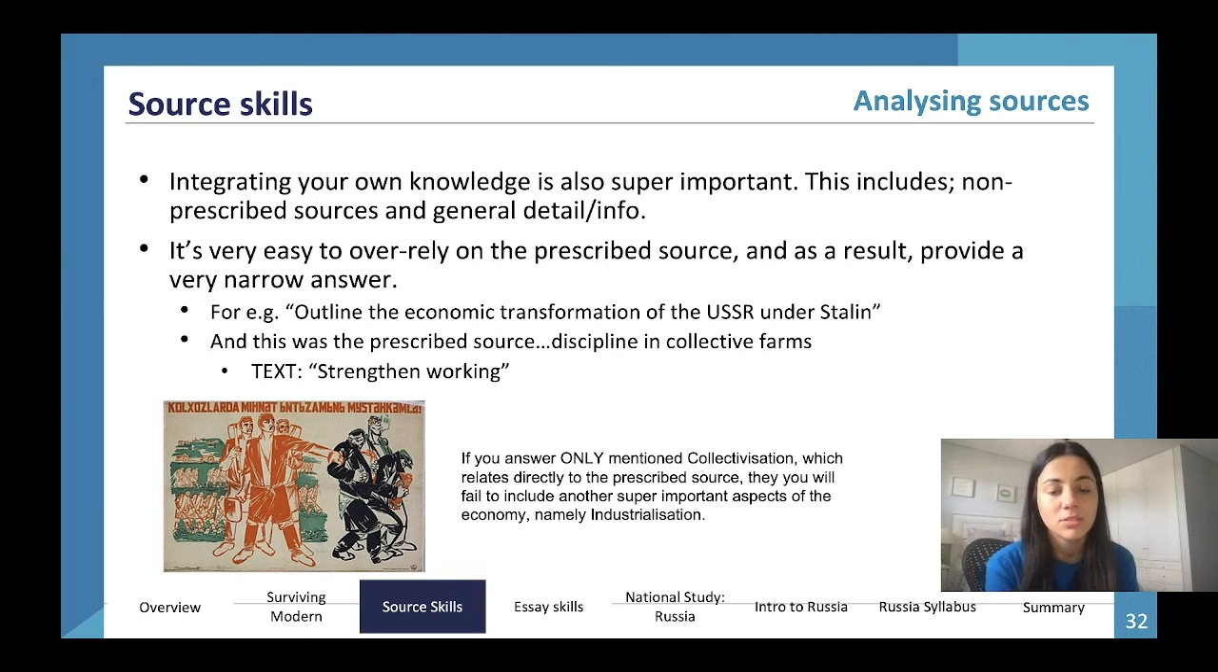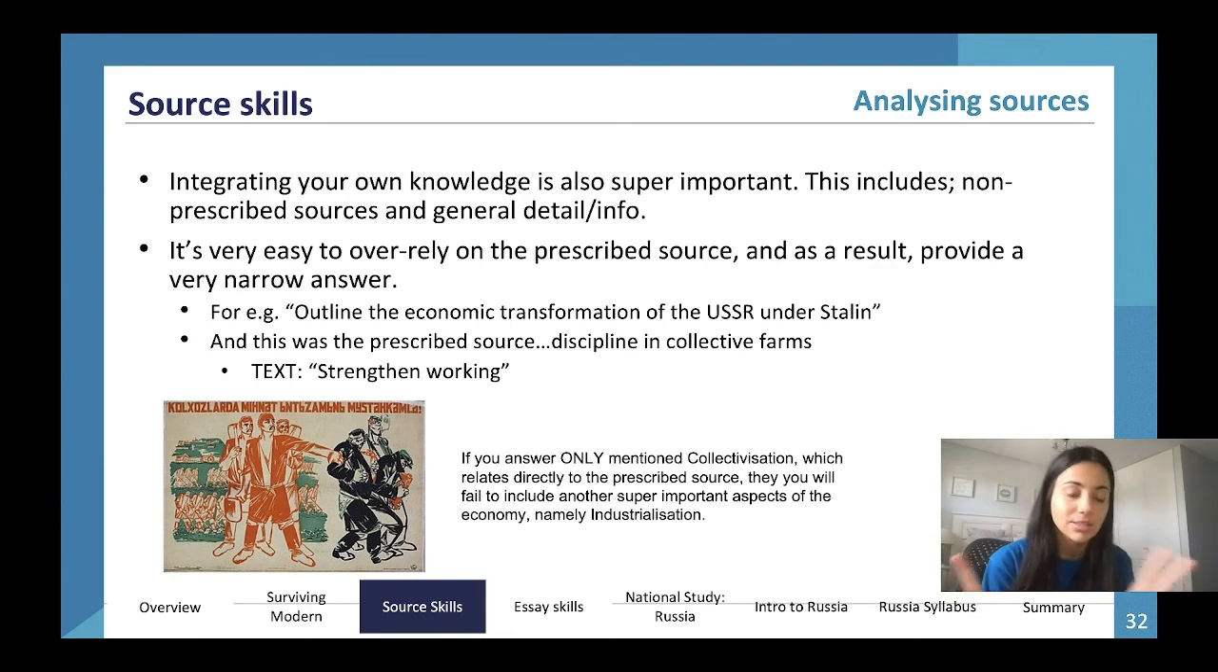We've got: outline the economic transformation of the USSR under Stalin. And this was the prescribed source, which is discipline in the collective farms. If you guys are doing Russia as your national case study, you'd know that economic transformation is collectivization, but the other half of it is industrialization. So you wouldn't even get full marks on this question, even if you analyzed this source to a T, because naturally you're missing the other 50% of economic transformation, even though it's a source question. If you're not looking at the whole picture, naturally you're not going to get all the marks.